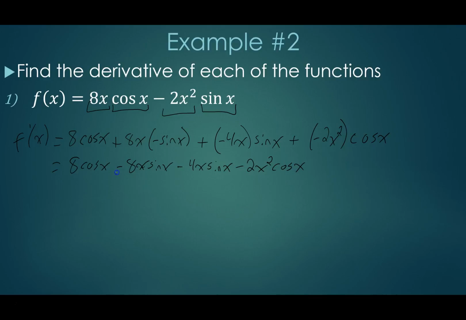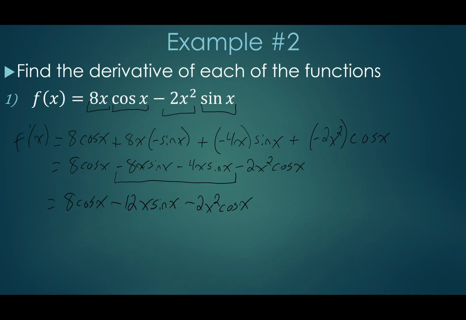Well, we notice we actually can combine like terms right here. They're both an x sine x problem. So we have 8 cosine of x. The negative 8 minus 4 is a negative 12, so negative 12x sine x minus 2x squared cosine of x.